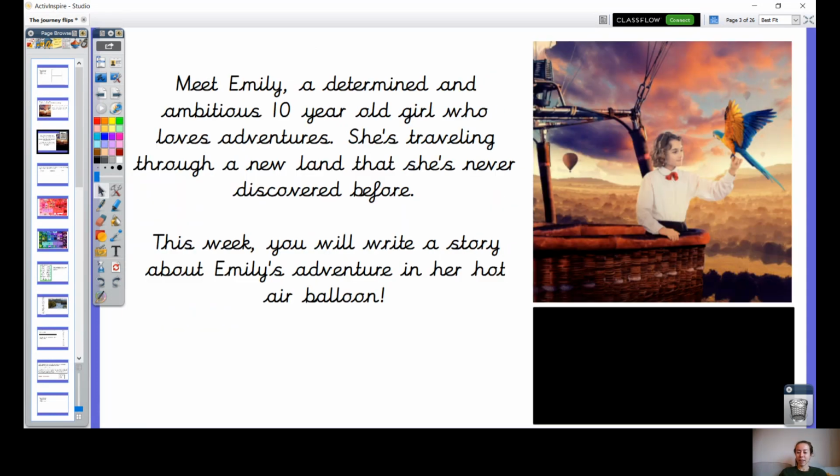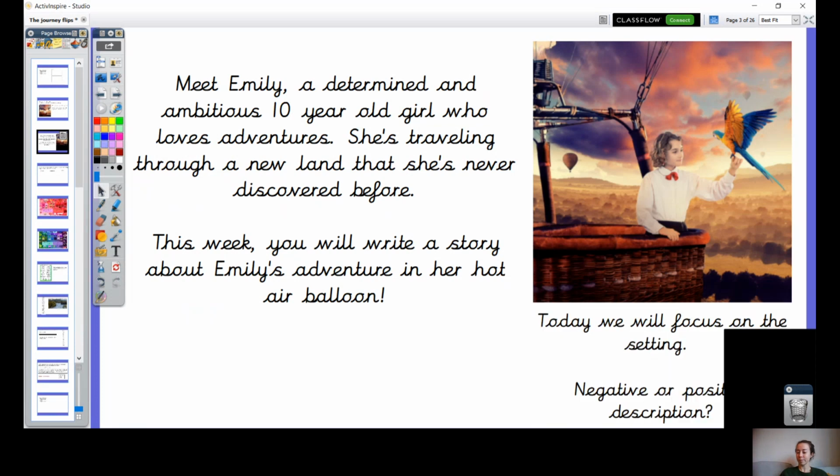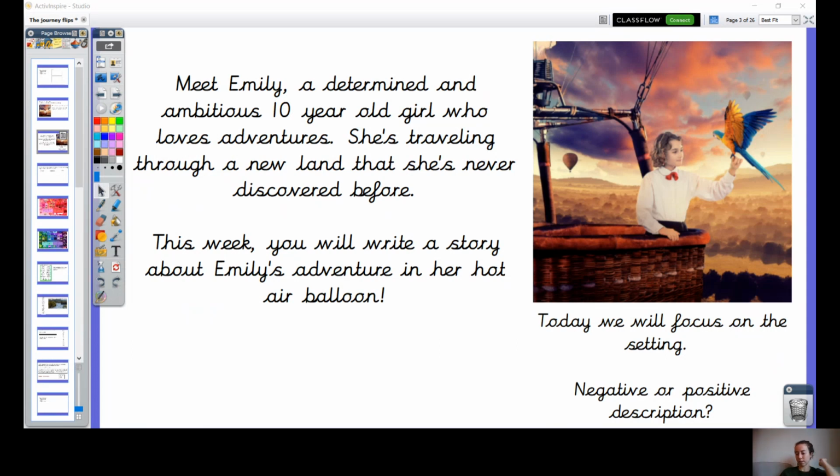Well done. Right, let's have a look at this picture again then. So, meet Emily. The girl is called Emily, a determined and ambitious 10-year-old girl who loves adventures. She's travelling through a new land that she's never discovered before. Now, as we've just explained, this week you will write a story about Emily's adventure in her hot air balloon. And today we're going to be focusing on the setting, okay? So we're going to be looking at the background of where she is.